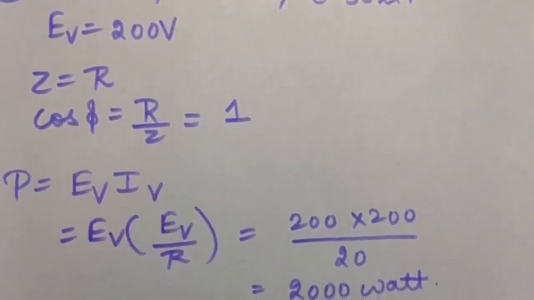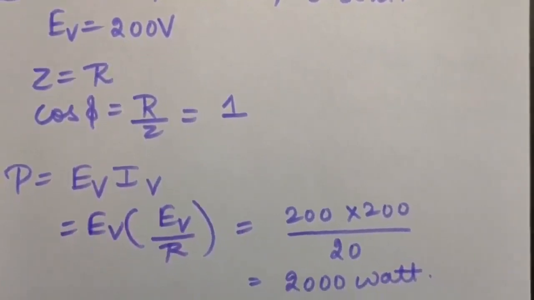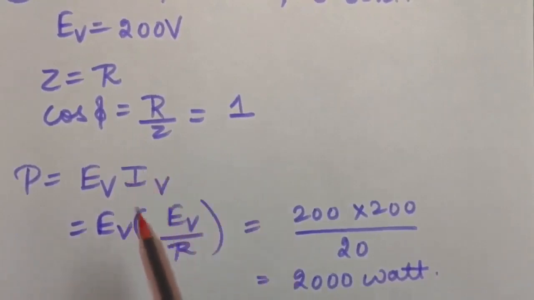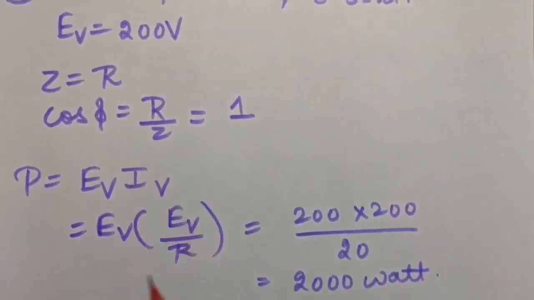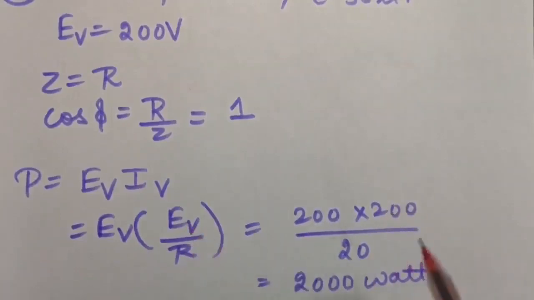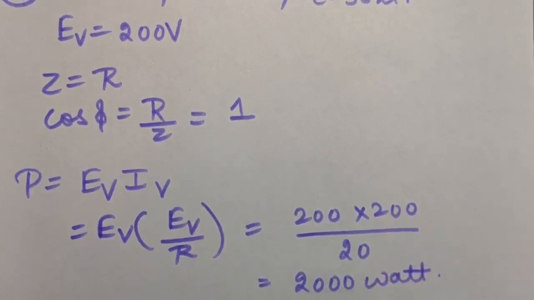Now from Ohm's law you know V is equal to IR, that means I will be equal to V upon R. Or we can say IV will be equal to EV upon R. Now EV is given to be 200, and R is 20 ohms. So when you solve it, you will get power to be 2000 watts. So this power will be required.